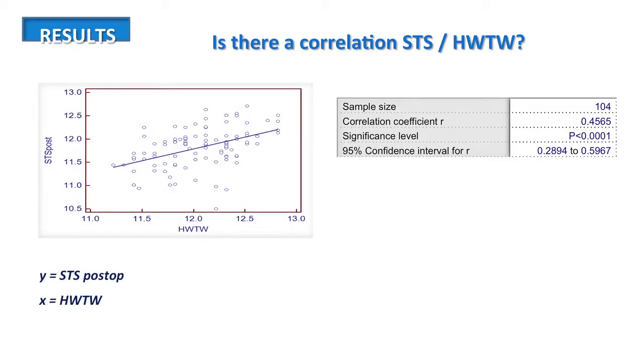Well, I will overlook the hyperopes. So one classical question in this issue is, is there a correlation between the sulcus to sulcus distance and the white to white? In some papers there is, in some papers there is not. In my series there was, not a very big one, but there was a correlation. So the bigger the horizontal corneal diameter is, the higher the number you get for the sulcus to sulcus.